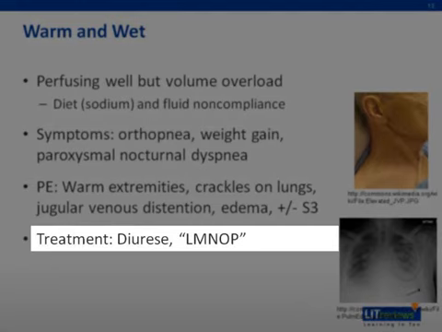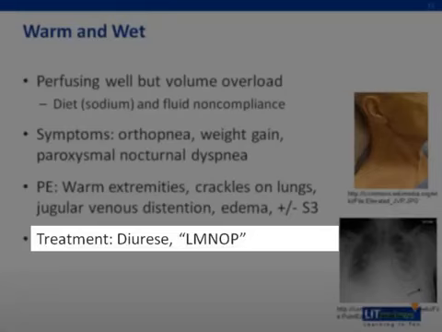In general, these patients can be treated with a regimen of LMNOP. The L stands for Lasix, or furosemide, to diurese the excess fluid off. M is for morphine, which may help some patients breathe more comfortably and can actually dilate some of the pulmonary vessels to help relieve some of the congestion in the lungs.